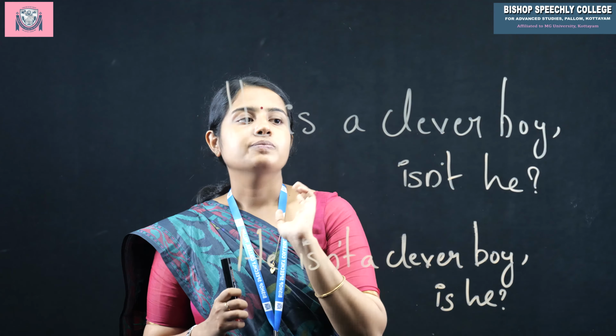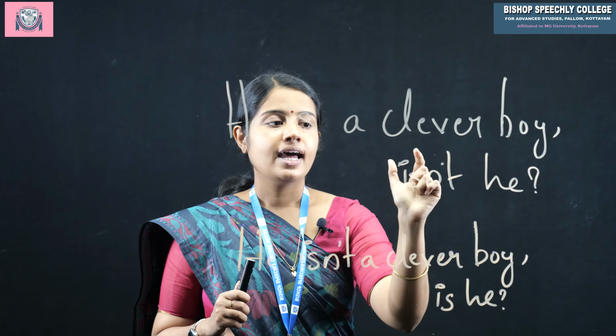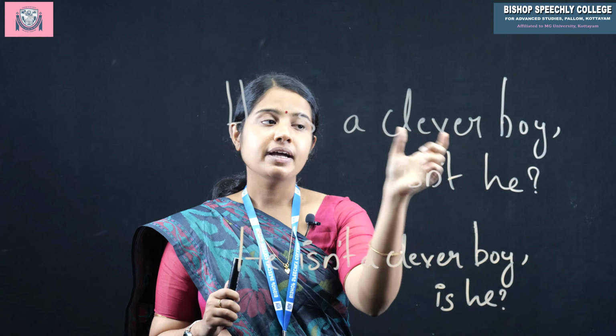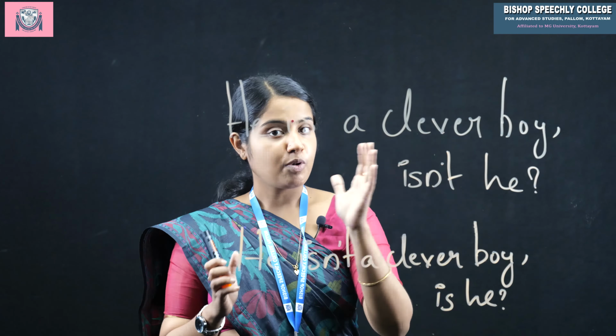Now, if it is a positive statement, in this case, he is a clever boy is a positive statement. And with a positive statement, we add a negative question tag. So with is, we add not. Isn't is the short form of is not, and then we add the subject. So after the statement, write a comma, then write the auxiliary verb of the statement, and then determine whether the statement is positive or negative. So here the statement is positive, so we have added a negative question tag.